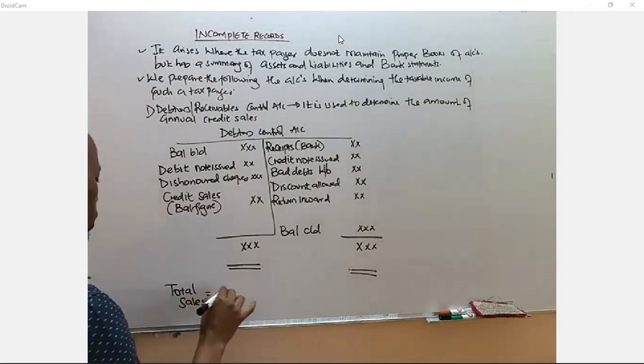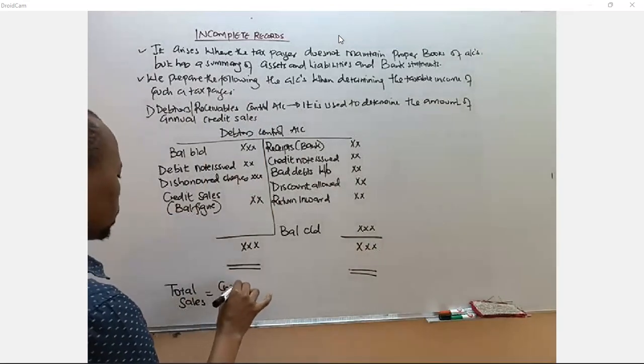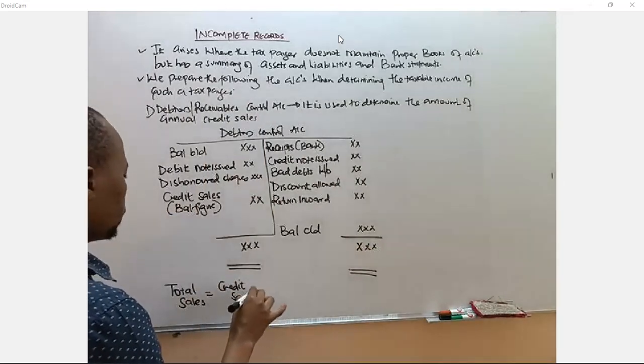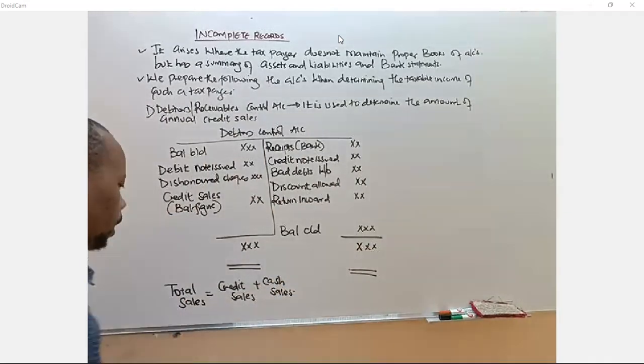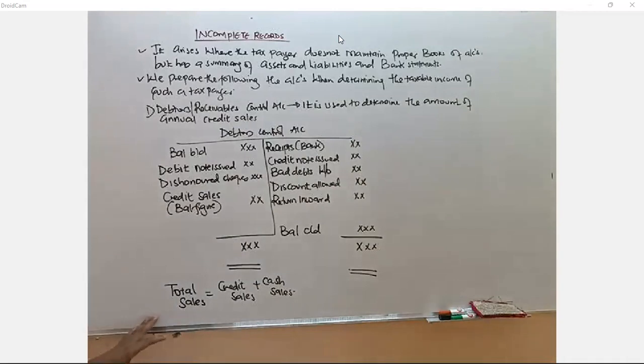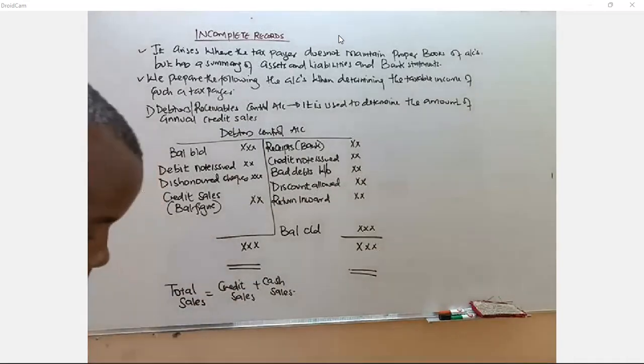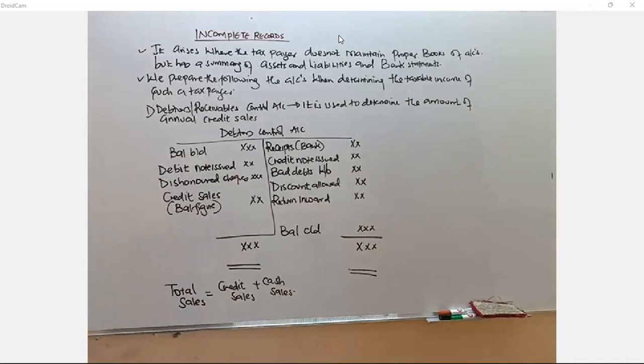Now, to get your total sales, I'm going to take my credit sales plus cash sales. For the total sales, you're supposed to take the credit sales, which you have already gotten under your debtors control account, and then the cash sales, if they exist in the question given.